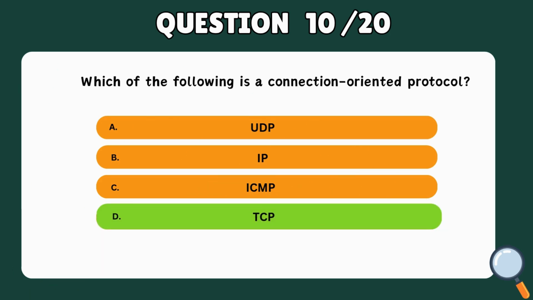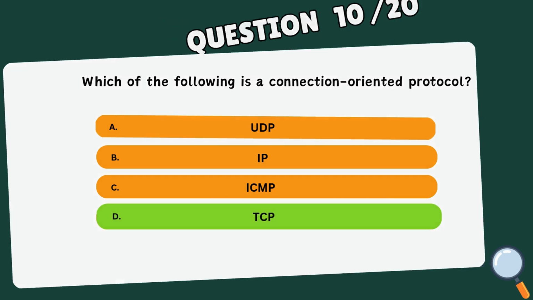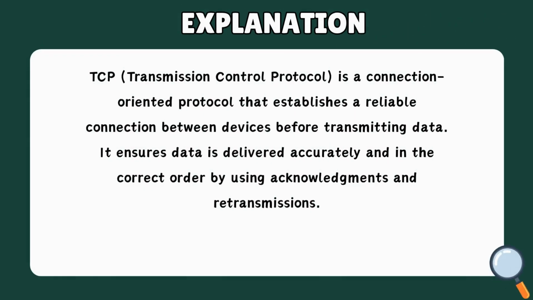Correct answer, D. TCP. TCP, Transmission Control Protocol, is a connection-oriented protocol that establishes a reliable connection between devices before transmitting data. It ensures data is delivered accurately and in the correct order by using acknowledgements and retransmissions.